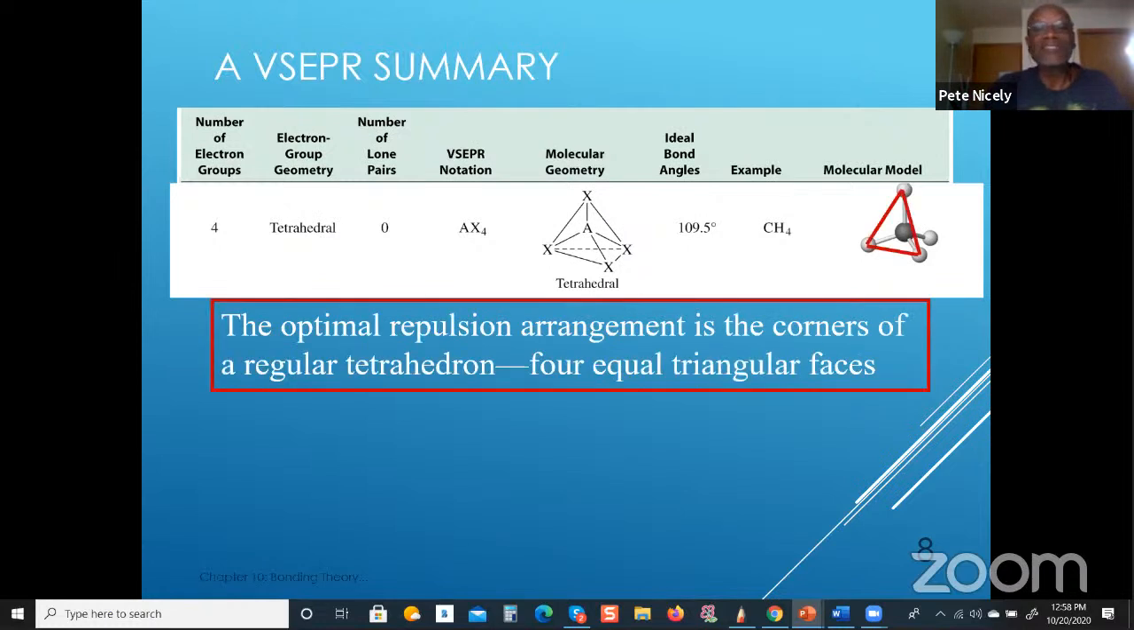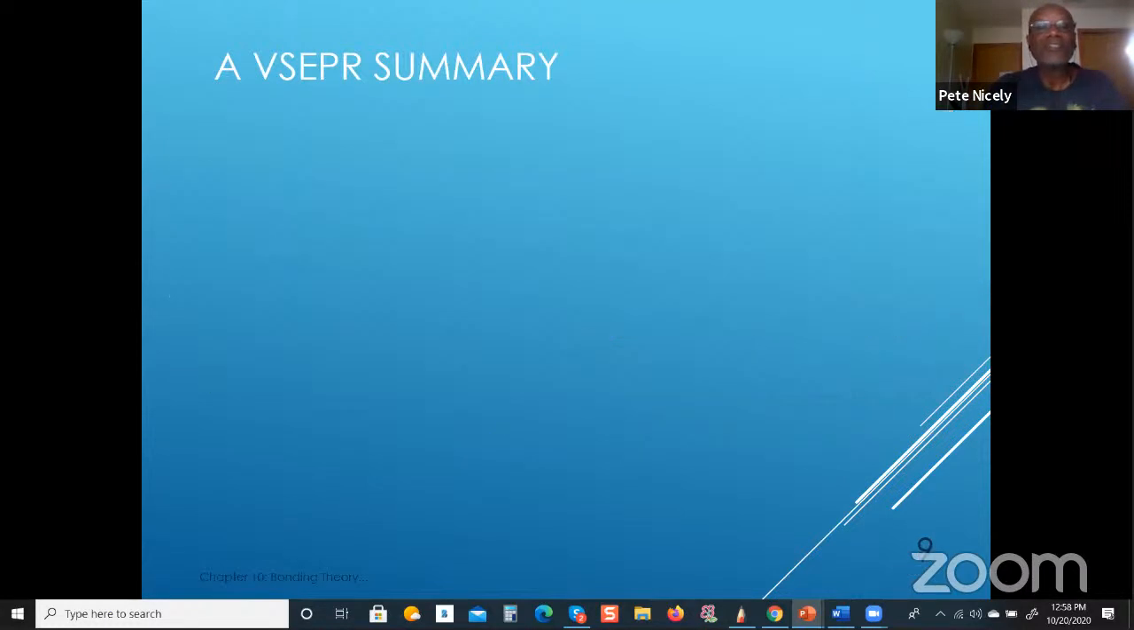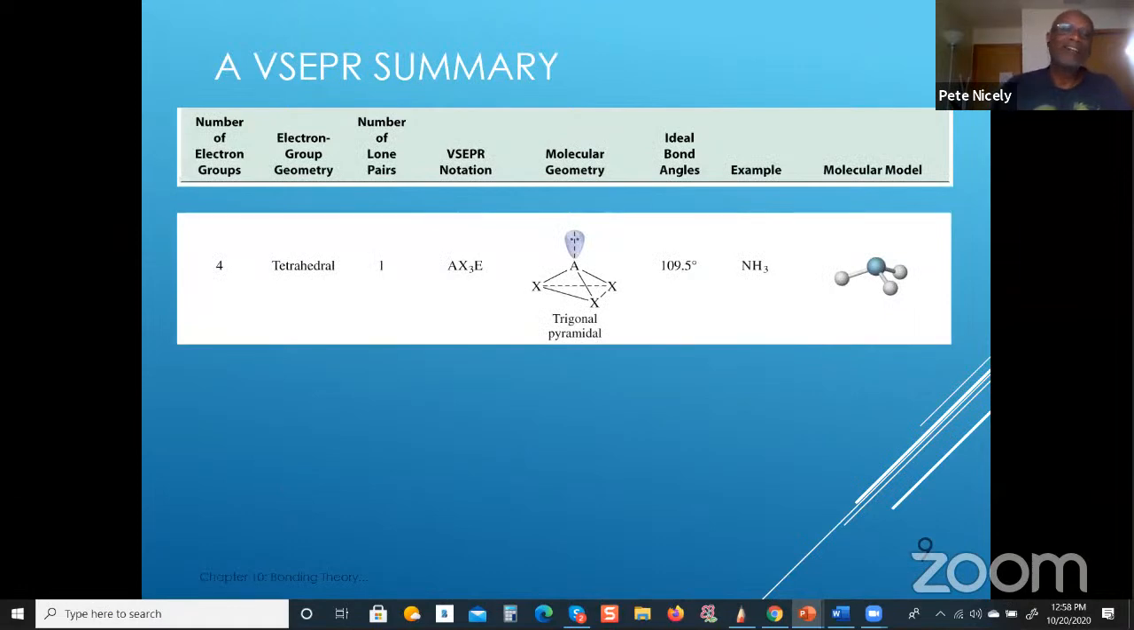Now, let's move to this one, where you still have 4 electron groups. The electron group geometry is still going to be tetrahedral, but one of those electron groups is a lone pair. So the VSEPR notation would be this right here. The shape adopted by the molecule is defined by where the atoms are arranged spatially, and in this case, it would be trigonal pyramidal.